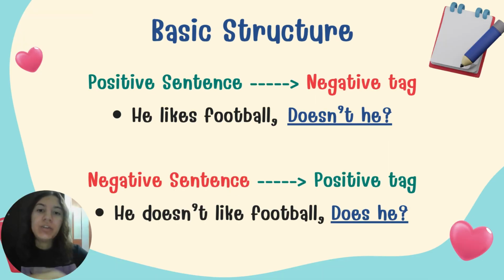We can create question tags using the basic structure. The basic structure is: if my sentence is positive, my question tag will be negative. For example, he likes football, doesn't he? And vice versa. If my sentence is negative, my question tag will be positive. He doesn't like football, does he?